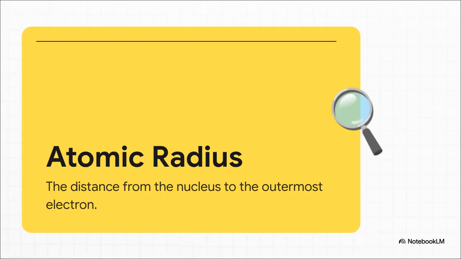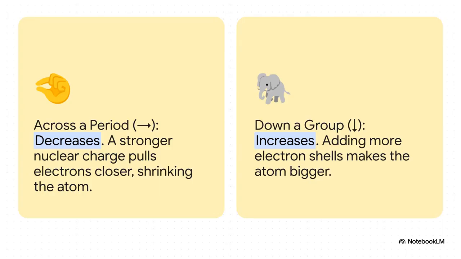The fancy term for this is atomic radius, and it is exactly what it sounds like. It's just the distance from the very center of the atom, the nucleus, all the way out to its farthest electron. This is the literal size of each square on our map. And check this out. This is where our two rules of the road just click into place perfectly. Remember how going across the table increases that nuclear charge? Well, that stronger pull acts like a winch, just reeling those electron shells in tighter and tighter, which actually makes the atom shrink. Kind of weird, right?